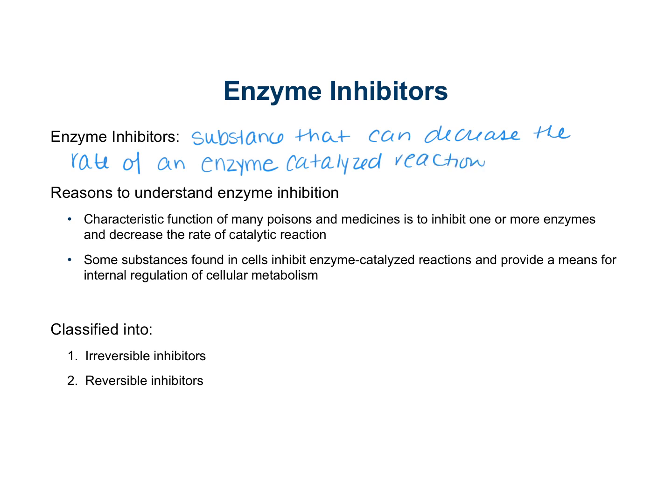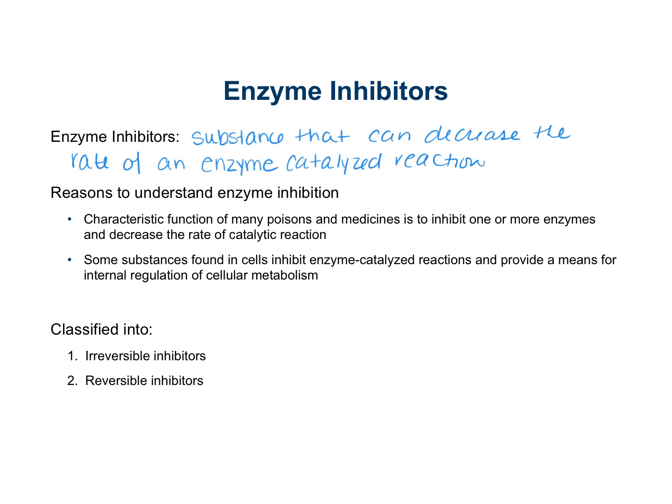Now, an understanding of enzyme inhibition is really important for a few reasons. First, the characteristic function of many poisons and some medicines is to inhibit one or more enzymes and to decrease the rates of the reactions they catalyze. And then second, some substances normally found in cells inhibit specific enzyme catalyzed reactions and thereby provide a means for the internal regulation of cellular metabolism.